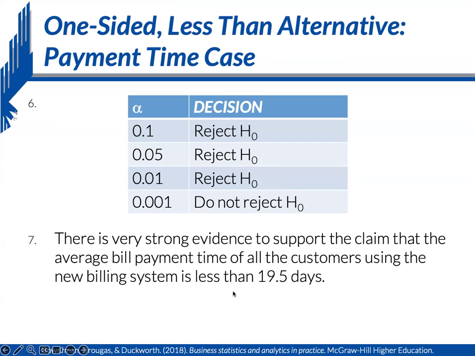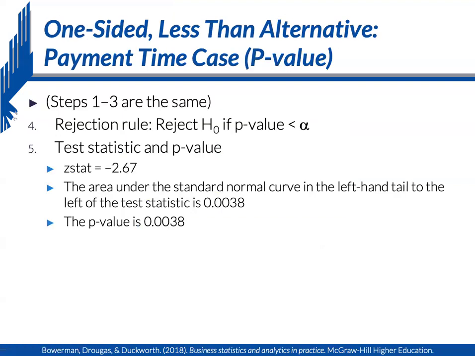So we have enough evidence to support the alternative hypothesis. Specifically, there is very strong evidence to support that. So that's how we perform a critical value method for a one-sided less than alternative. Now, using the p-value method, steps 1 to 3 would be the same. So we now skip to step 4.